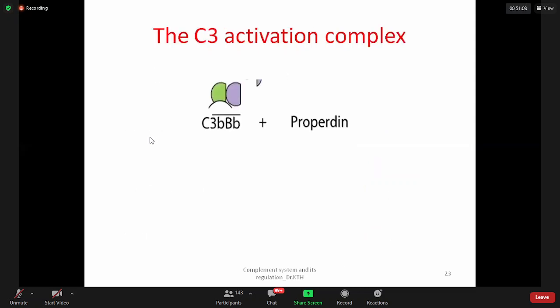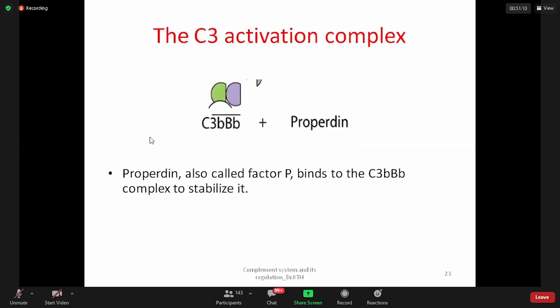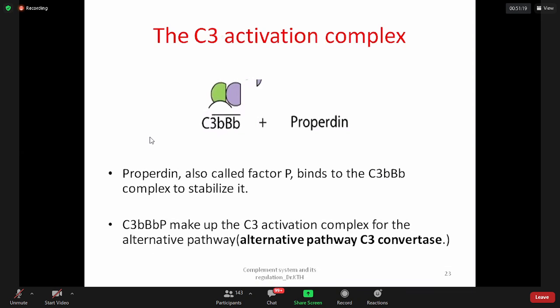Okay? So because it is unstable, it has to be stabilized by properdin. So the moment it is stabilized, then that is what forms our C3 activation complex for the alternate pathway. So here we see first the second difference between the alternate and the classical pathway. The first difference we said was in the way that activation occurs.